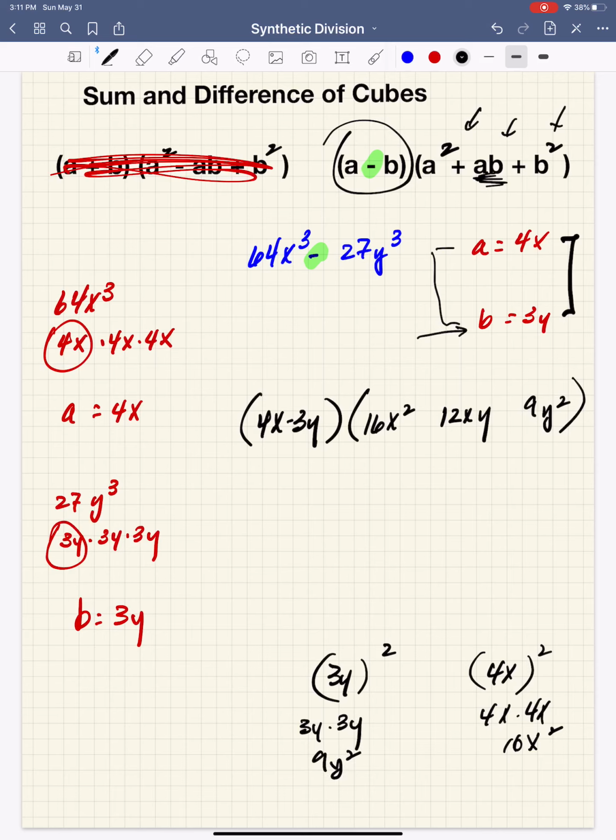And I'm just going to put my signs, minus, plus, plus. I got the minus and a plus and a plus, and there's your answer.